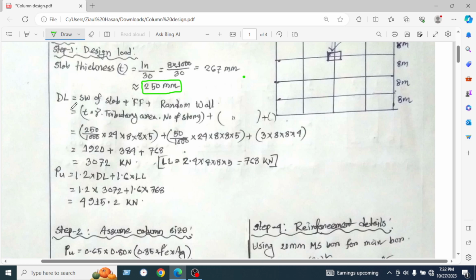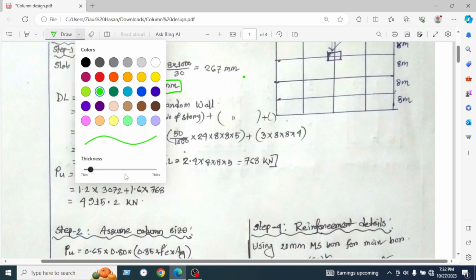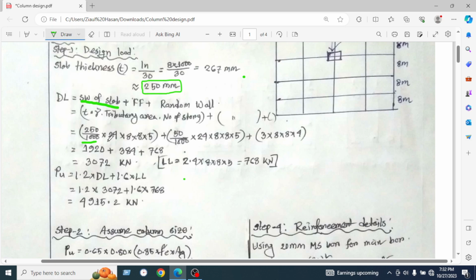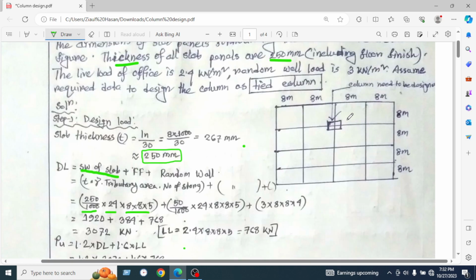Okay, so the dead load will be the self weight of slab, floor finishing and partition wall. So for the self weight of slab, we will multiply thickness, unit weight of concrete, tributary area and number of stories. So at first we will calculate the self weight of slab. Here 250 is the thickness, and 24 is the unit weight of concrete, and 8 into 8, 8 into 8 means the tributary area.